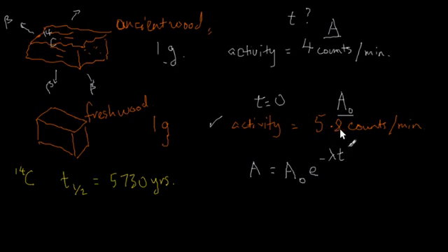Okay, so now we have the meanings of A naught. Well, we have the numbers for A naught actually. That's 5.8. We have 4 for the A here. We don't have t. That's the question mark. We want to find t. And how about lambda? Do we have lambda? Not yet. But lambda, we know, is related to the half-life. Let's see, how is it related?